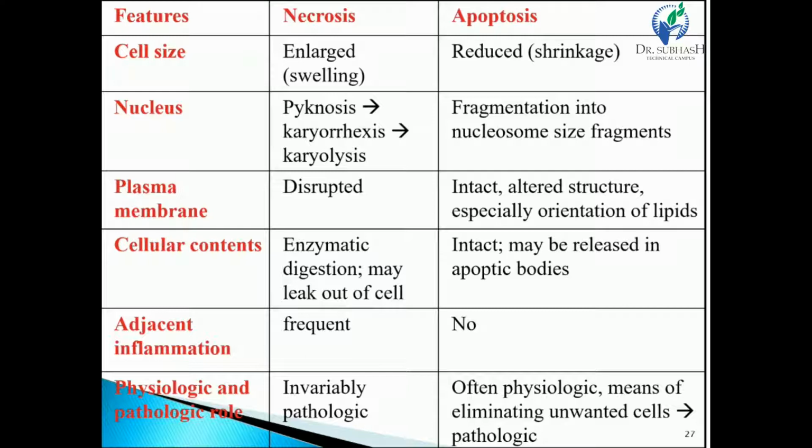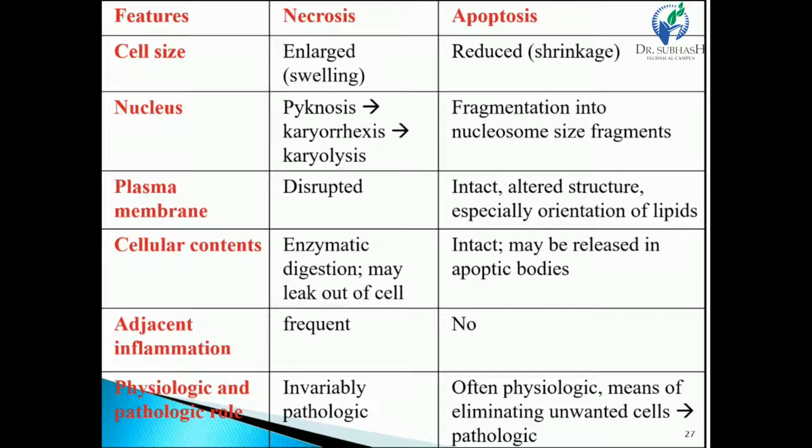Starting with the size of the cell. In cases of necrosis, the cell will be enlarged. The cell may have an enlarged structure, or there will be swelling. Whereas apoptosis, these two are the methods by which a cell may undergo death or lysis. So in necrosis, the cell has an enlarged size at the end of the process, and during apoptosis we can see reduction or shrinkage of the cell.